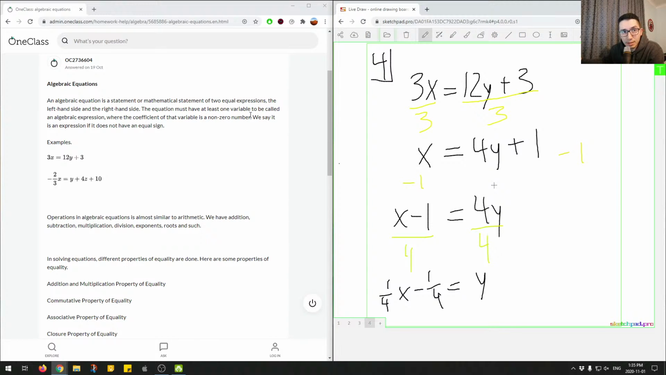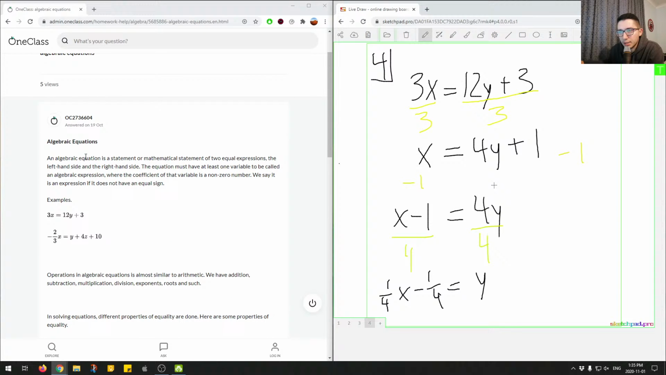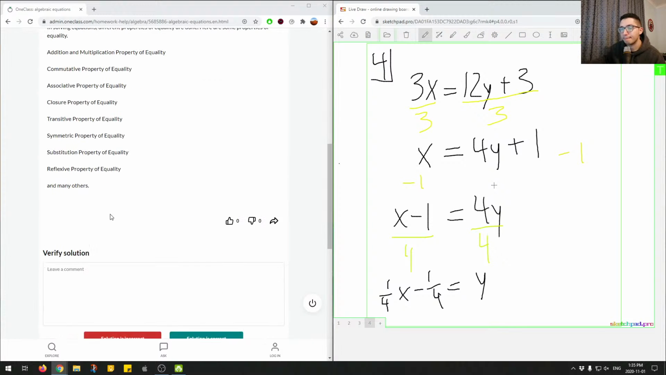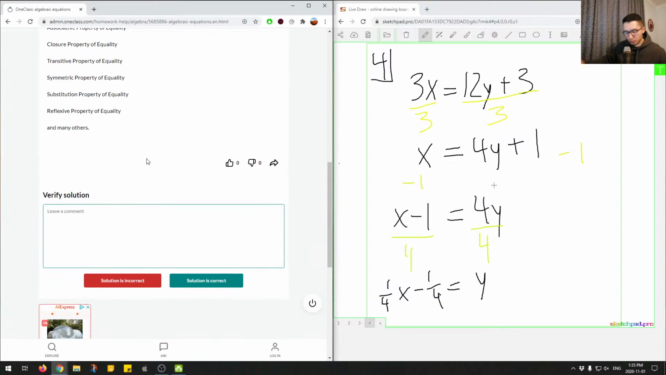So these are some examples of how you can manipulate algebraic equations, but essentially the definition is what we described up here: it's an equation with variables that have non-zero coefficients. So this is a correct explanation. Correct answer and explanation. Great job. We'll mark this as correct, and we'll move on to the next question.